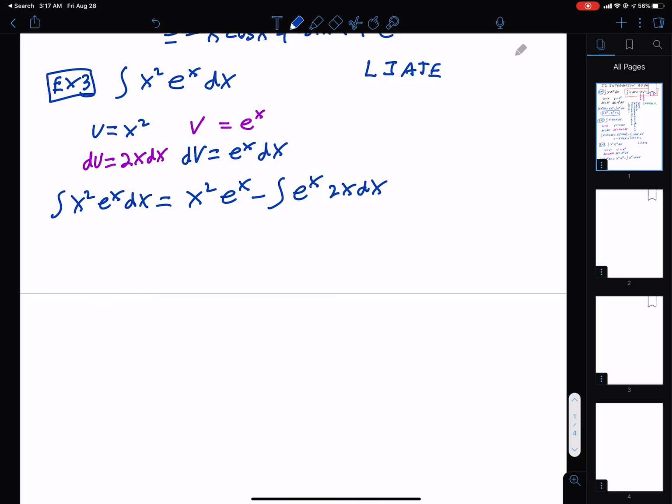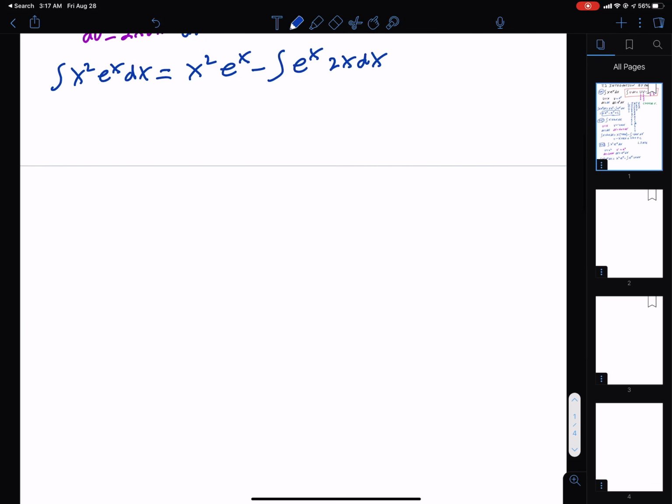So this is called repeated integration by parts. So you have to do integration by parts again on what's left. So we're going to do side work. And I'm going to do my side work on the bottom because I don't have much room on the side. So we need to find the integral of e to the x times 2x dx.